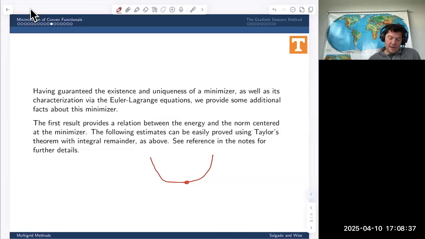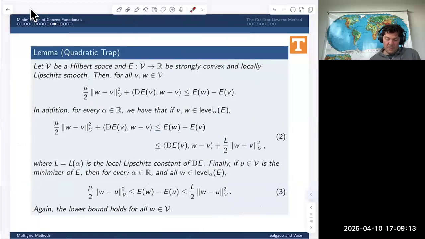So now, the first result provides a relationship between the energy and the norm centered at the minimizer. The following estimates that we're going to show can be proven by Taylor's theorem with integral remainder, as we showed above. And if you want more details of what I'm about to do in these calculations, you can look at the notes. The most important thing is if you have questions, you want to look for the references in the notes. So what are we going to be doing here?